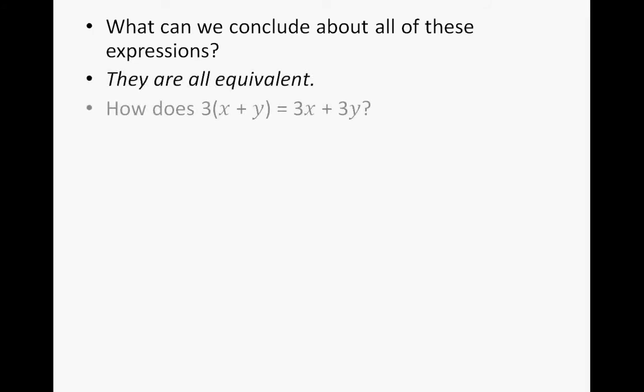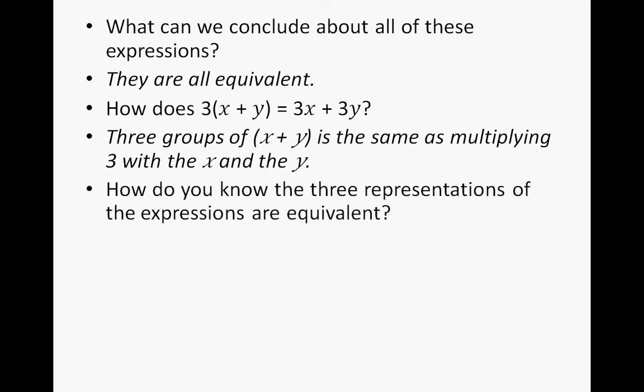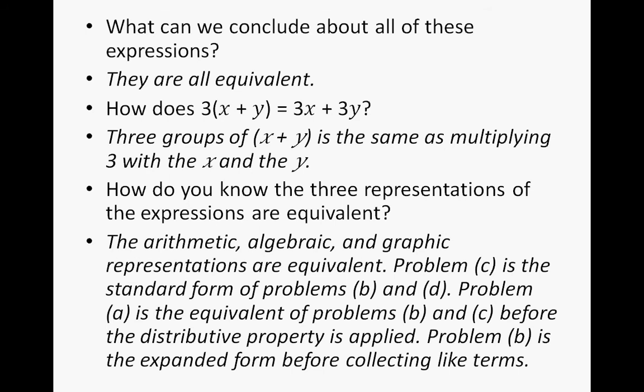So, kind of what I just got done mentioning, what can we conclude about all of these expressions? Well, they are all equivalent. So how does 3 times the quantity of x plus y equal 3 times x plus 3 times y? Well, 3 groups of the quantity of x plus y is the same as multiplying 3 with the x and 3 with the y. So how do you know the 3 representations of the expressions are equivalent? Well, the arithmetic, algebraic, and graphic representations are equivalent.